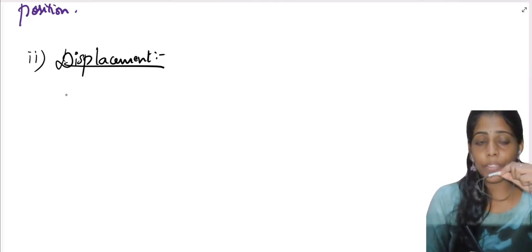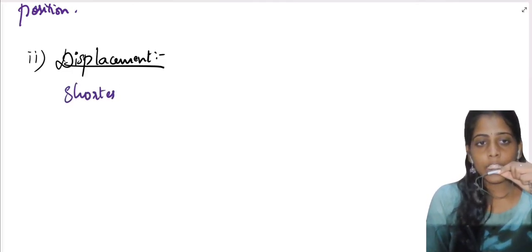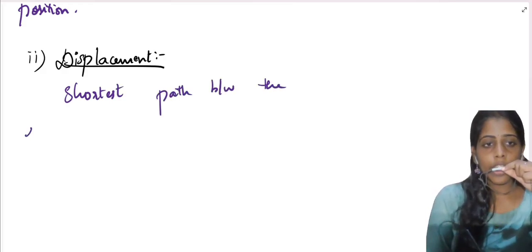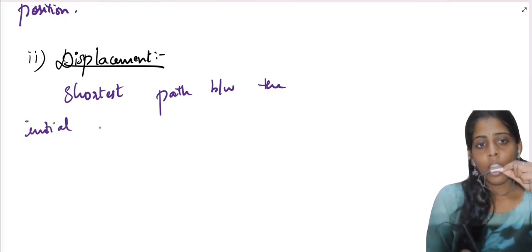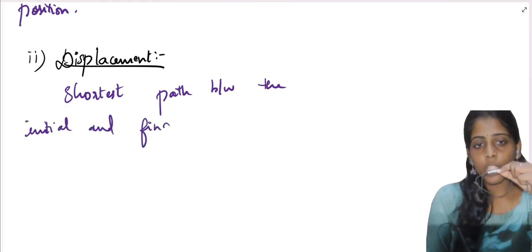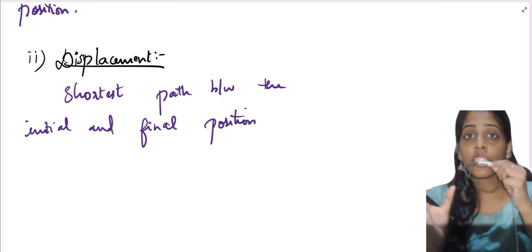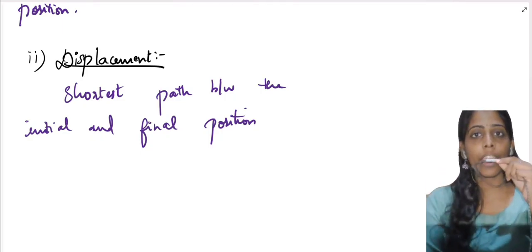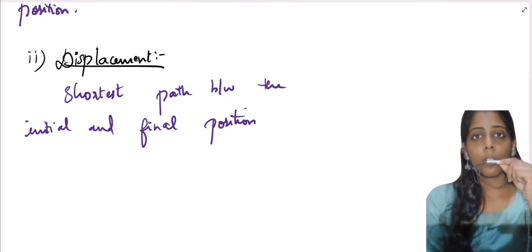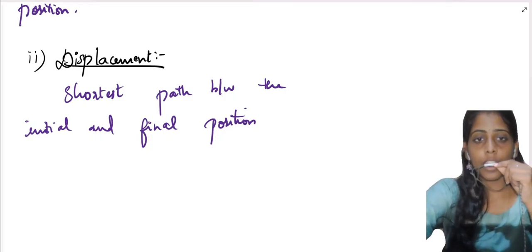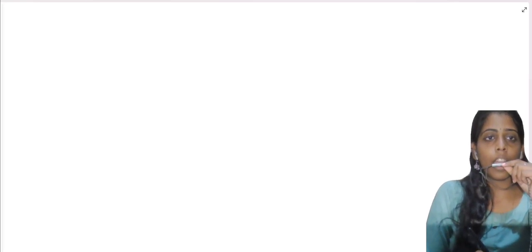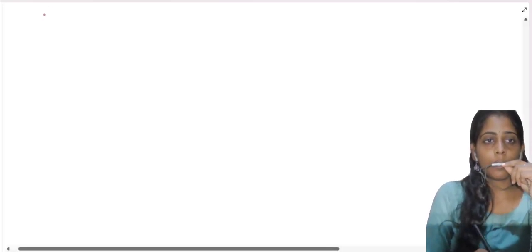So displacement is nothing but the shortest path between the initial and final position. So displacement is the shortest path between the initial and final position irrespective of the path taken between these two points. So I have just defined these two. Now let us consider an example to have a clear understanding about what these two are.